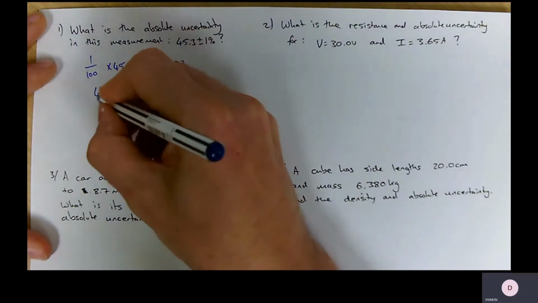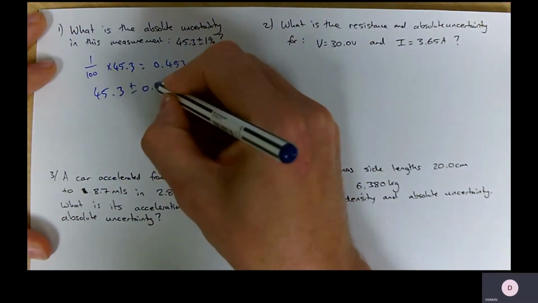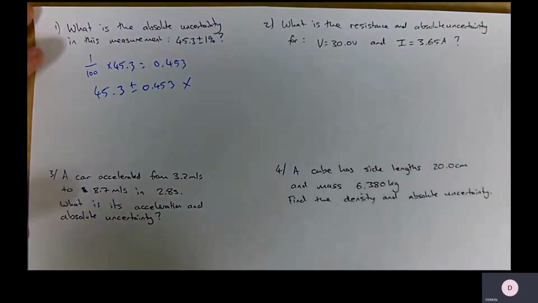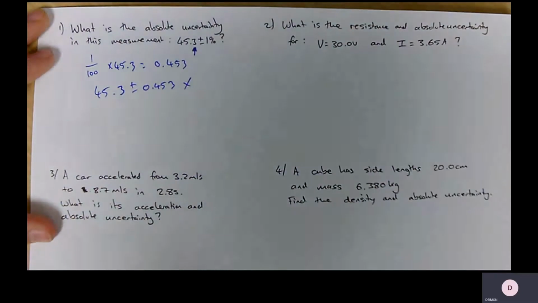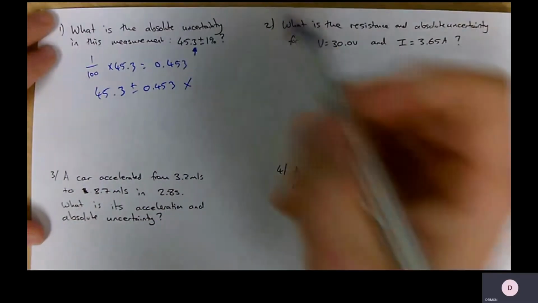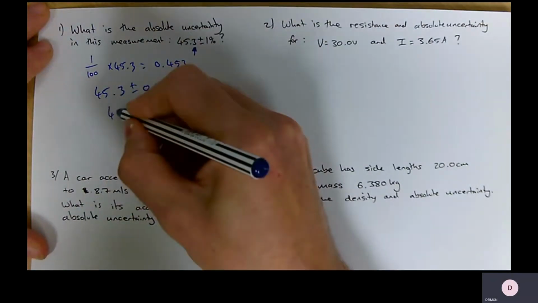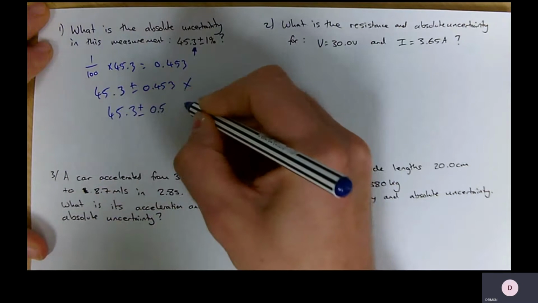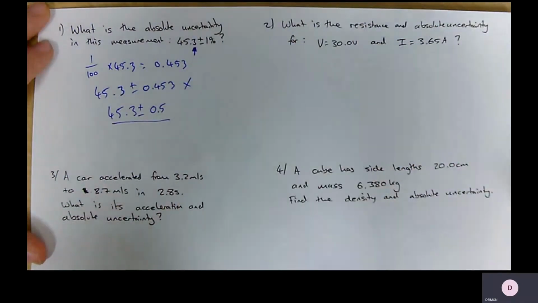Now, you might be tempted to write 45.3 plus or minus 0.453, but that would not be the most correct answer. We can only measure this value to 1 decimal place, and the uncertainty on that is plus or minus 1%. So our best answer should really be 45.3 plus or minus 0.5, and then whatever unit it happens to be, to show that it is that 1 decimal place that we're measuring to.